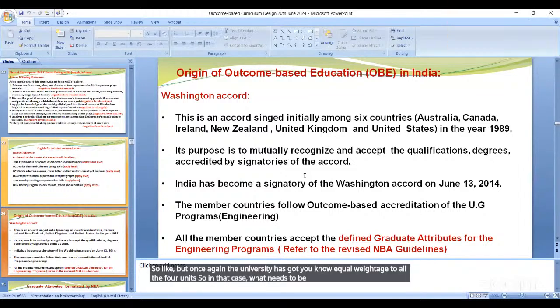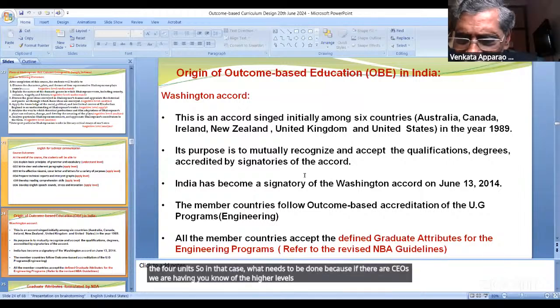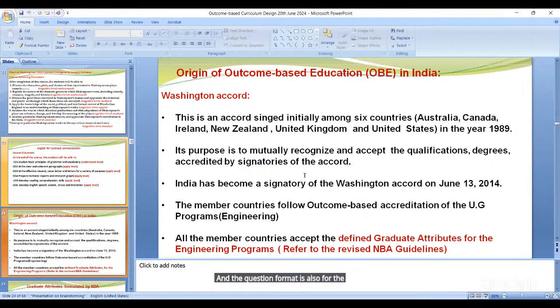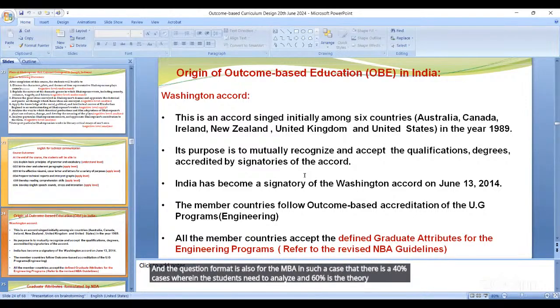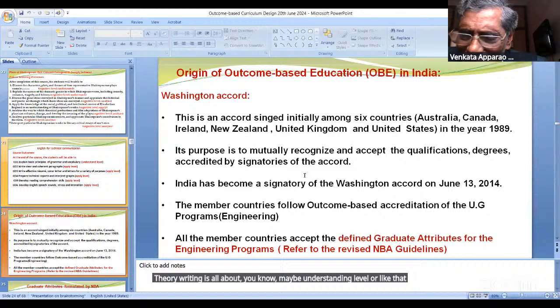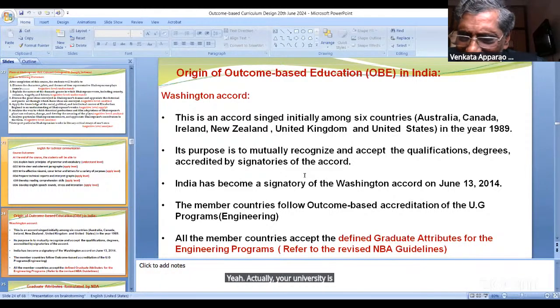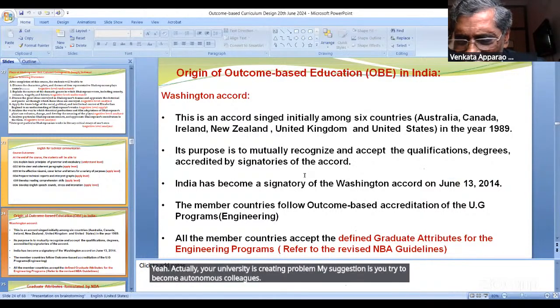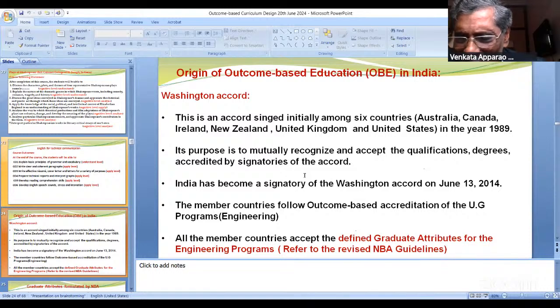If we have COs of the higher levels, and the question format for the MBA is such that 40% are cases wherein the students need to analyze, and 60% is theory that they have to write, and theory writing is all about understanding level or like that. Actually, your university is creating the problem. My suggestion is you try to become an autonomous college. That is the only solution.